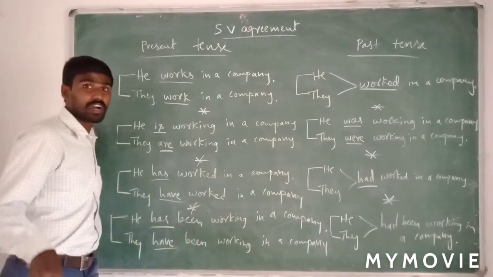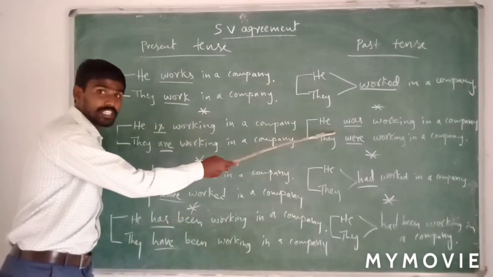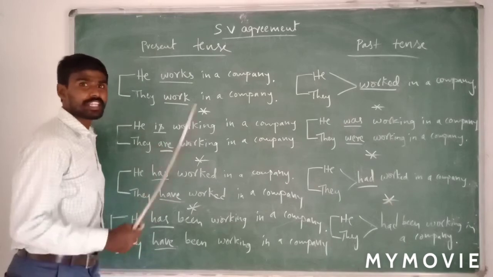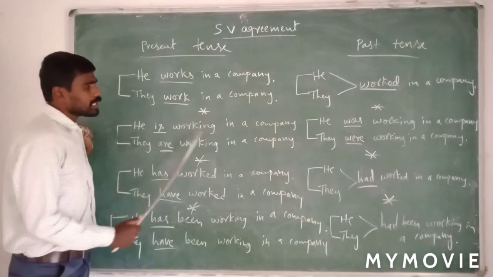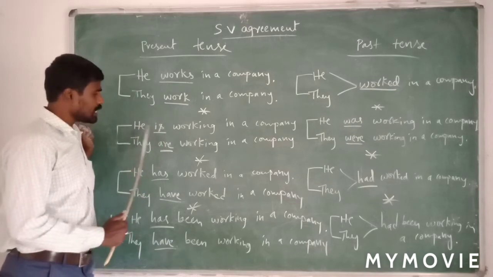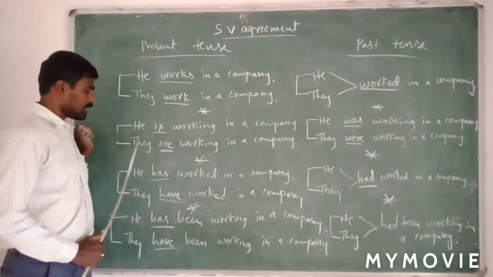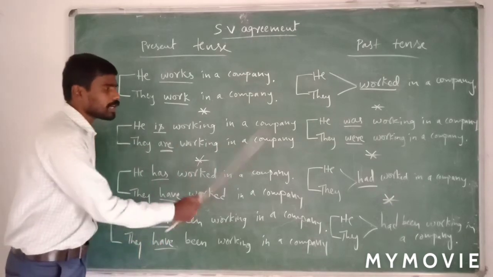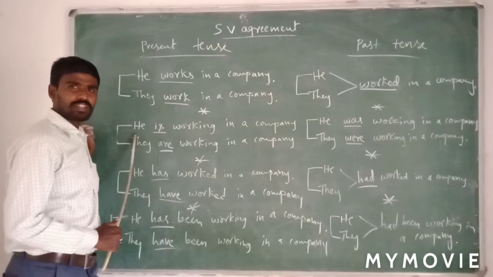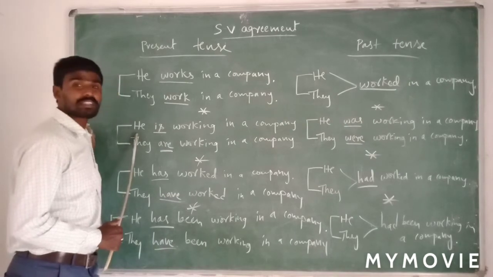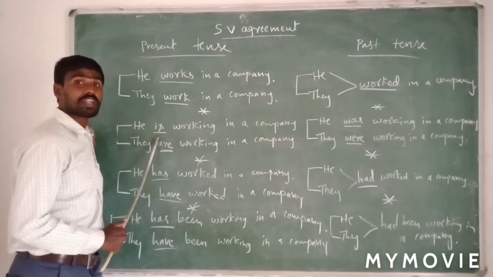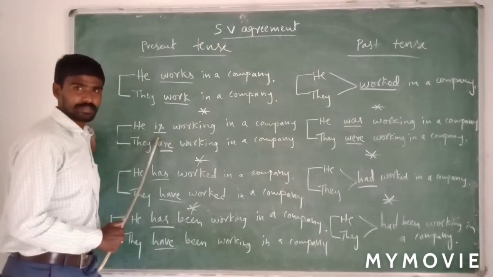It is still going on. This is past continuous. It was going on. It is going on, right? Okay. He is working in a company. Now here also you can observe. He is working in a company. In the next sentence, they are working in a company. So here the subject is same singular. So since it is singular subject, we take singular be verb. Singular be verb in present tense.